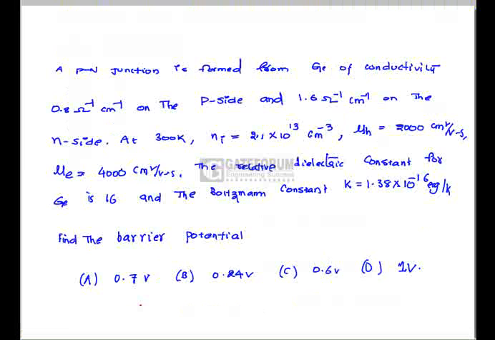A p-n junction is formed from germanium of conductivity 0.8 ohm inverse centimeter inverse on the p side, 1.6 ohm inverse centimeter inverse on the n side. At 300 degrees Kelvin, Ni equals 2.1 into 10 power 13 centimeter minus 3, hole mobility equals 2000 centimeter square per volt second. Electron mobility is 4000. The relative dielectric constant for germanium is 16. The Boltzmann constant is given. Find the barrier potential.